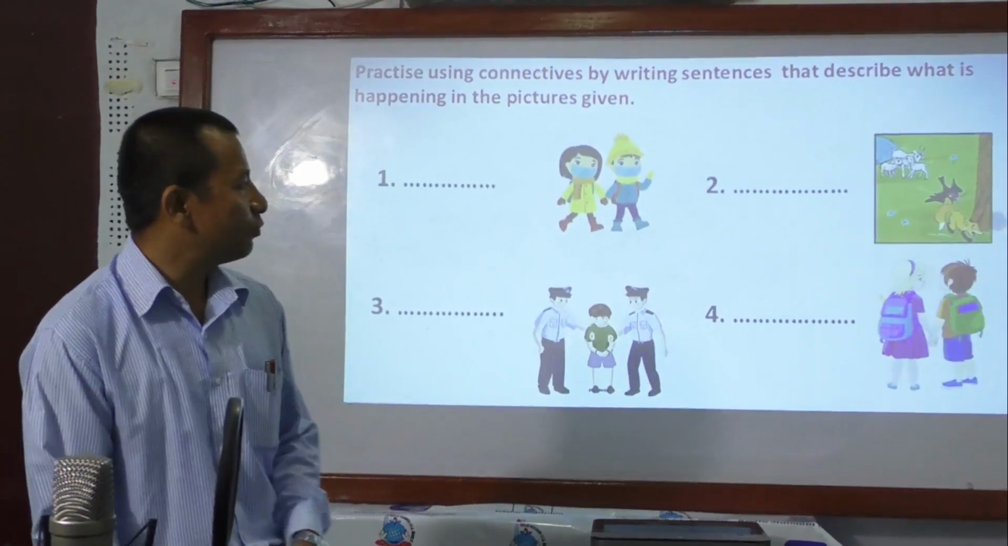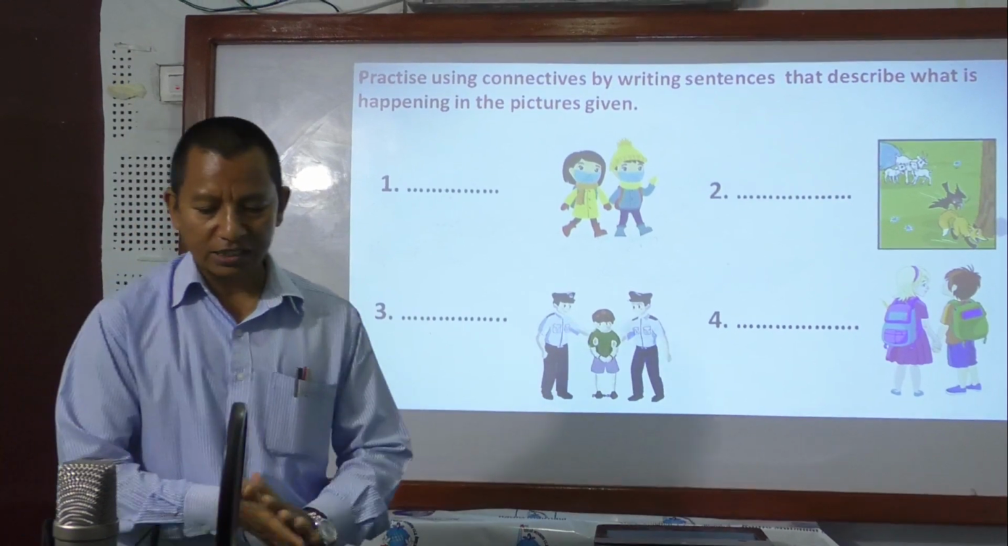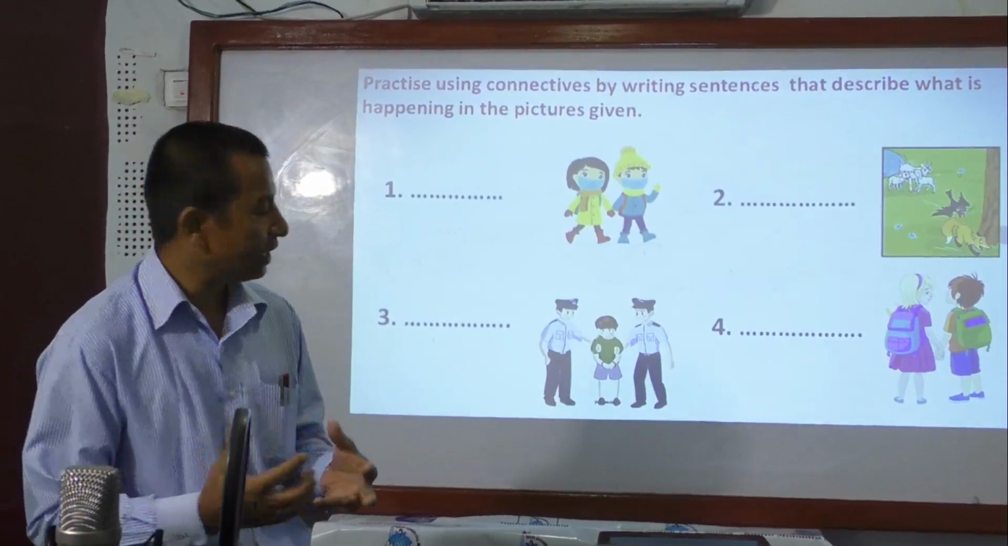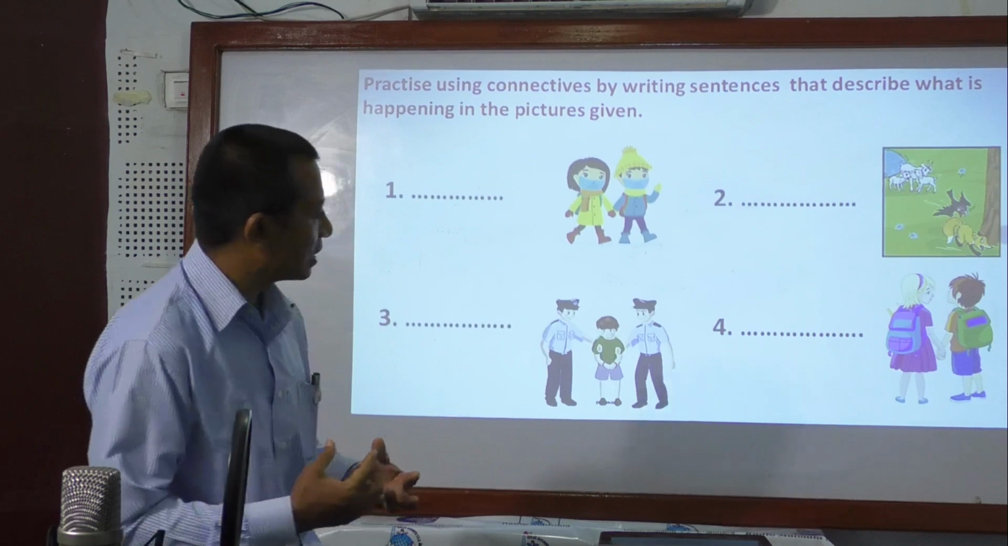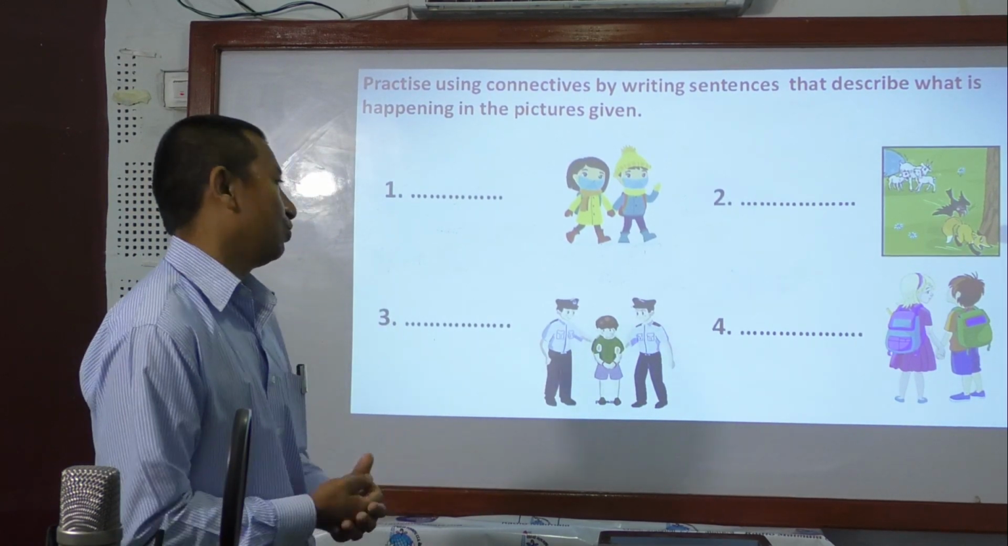Okay, and in this fourth picture, you can see a boy and a girl. I think they are carrying school bags on their backs, so they must be going to their school.